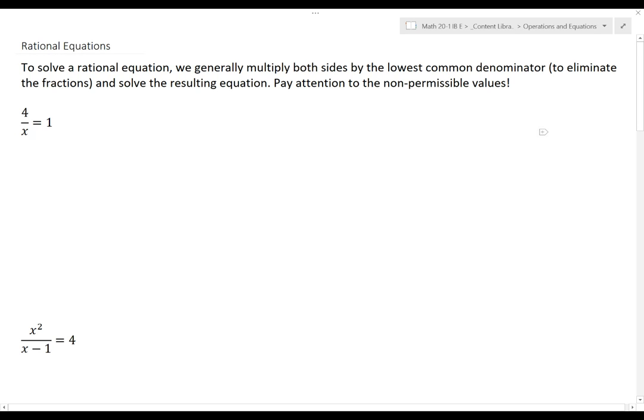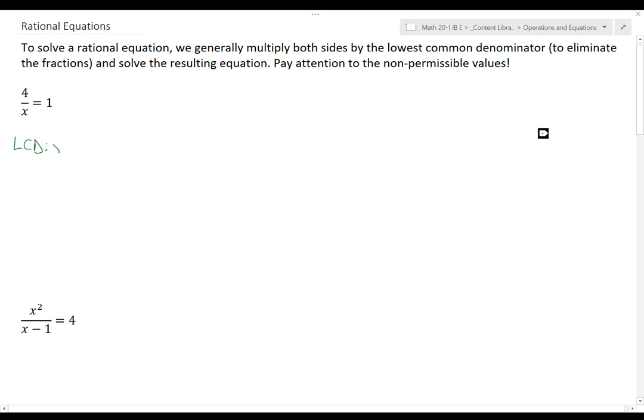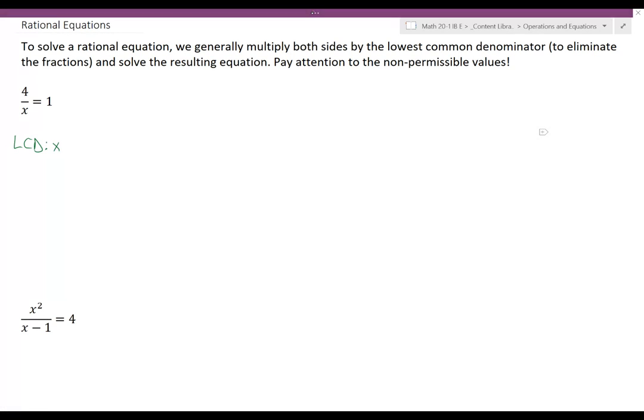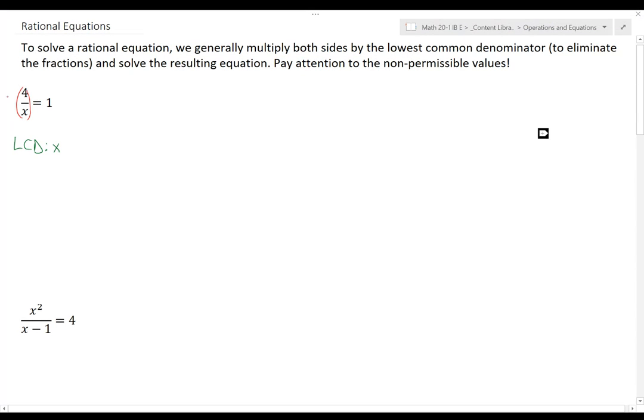Basic idea, though, real simple equation to start off with. If I don't want to have fractions anymore, then I need to identify the lowest common denominator of all the fractions. In this case, there is only one fraction, so the lowest common denominator is x. And then I'm going to multiply both sides of the equation by x.